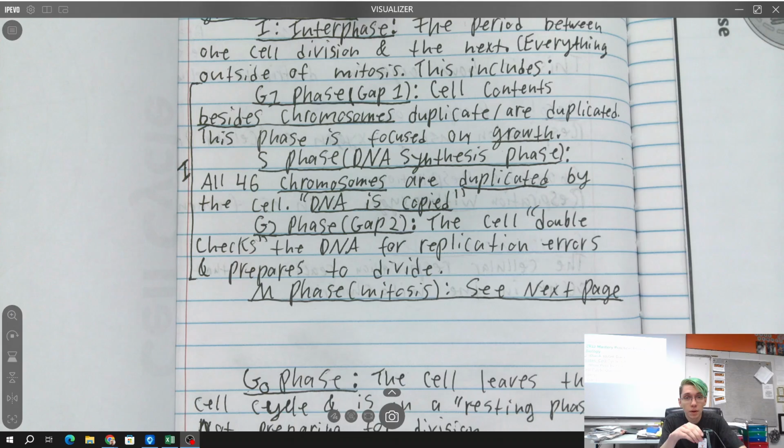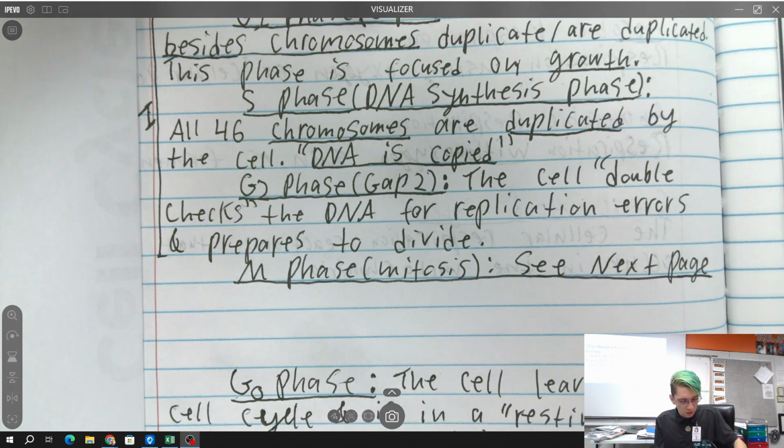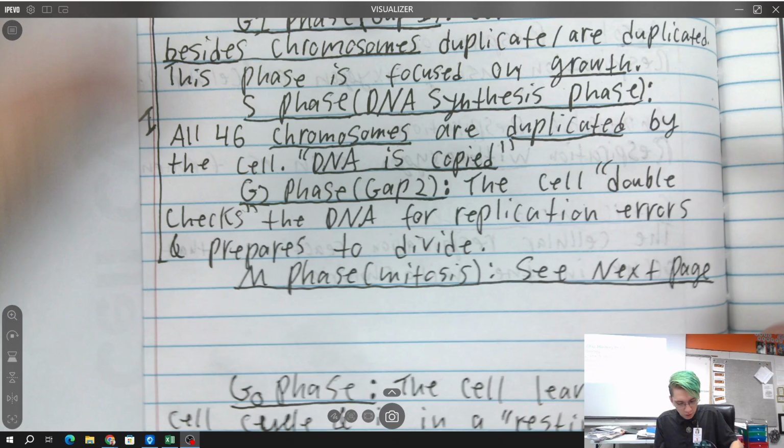So, the cell cycle itself is the events that take place for cells to grow and divide. There's interphase and there's actual mitosis. Interphase is the period between the cell divisions. It's everything outside of mitosis. It's going to include several parts. Please feel free to pause this video whenever you need to get notes down. All of this is interphase in this block right here. Mitosis is once again going to be on the next page because it is also a very complex process. I'm going to push it back down.